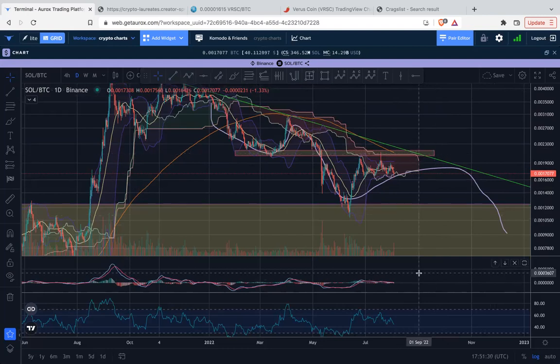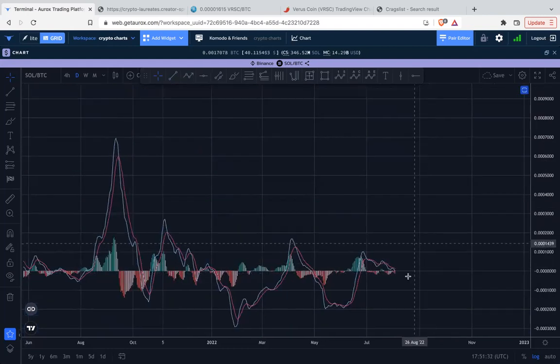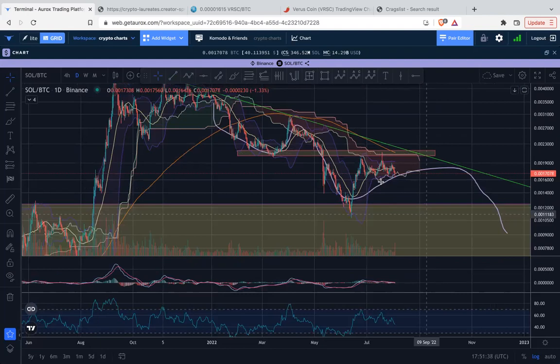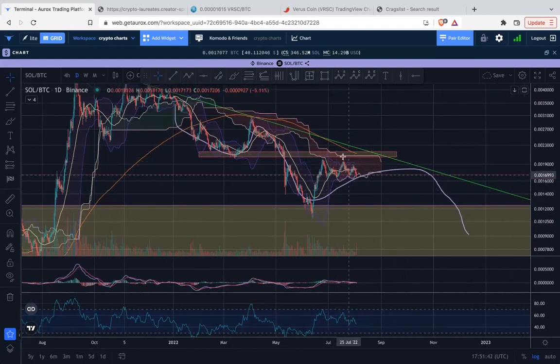But maybe not. But if we look at the momentum, we could get some continued negative momentum here for a little bit. So we'll see what happens on this Solana price chart on the daily. But there you go, Ichimoku Cloud, 200-day moving average is descending very strongly. So this is going to be some strong resistance, even if it does push higher.